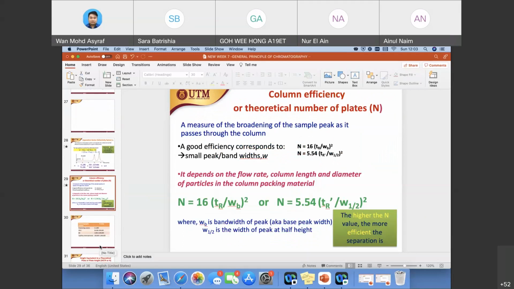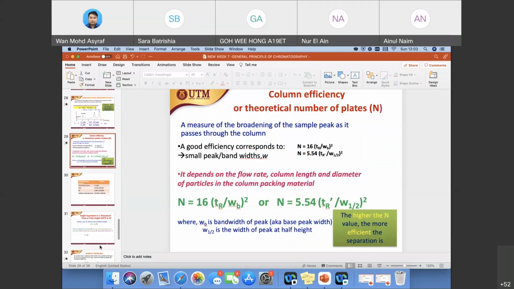But it is not that hard, it's not that hard to remember. Now we are going to look at the column efficiency, or you can call it the theoretical number of plates. Usually column efficiency. So column efficiency is a measure of the broadening of the sample peak as it passes through the column. So how are we going to measure this column efficiency?